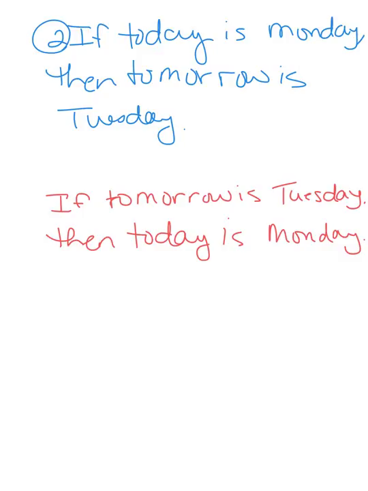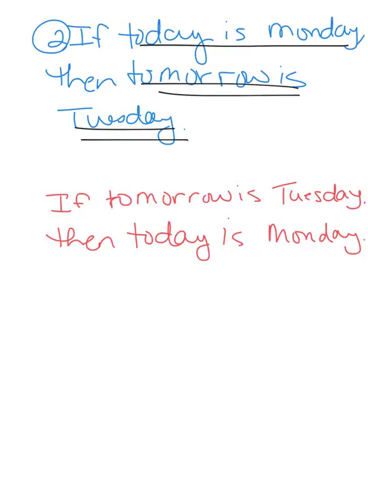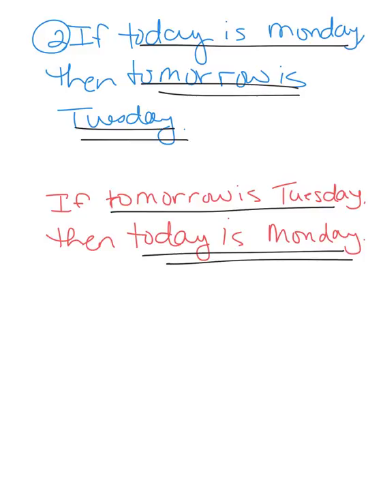And looking at the next example, it says if today is Monday, then tomorrow is Tuesday. So today is Monday, that's our hypothesis. Tomorrow is Tuesday, that's our conclusion. Now when we take our converse, we're going to switch. So tomorrow is Tuesday, that becomes my hypothesis. Today is Monday, that becomes my conclusion. In this example, my original statement is true, and my converse is actually also true. So sometimes the converse is true, and sometimes, like in the previous example, the converse is false.